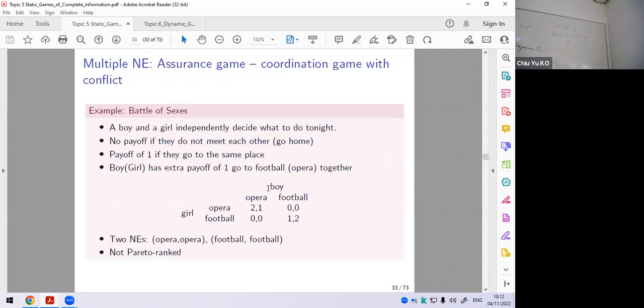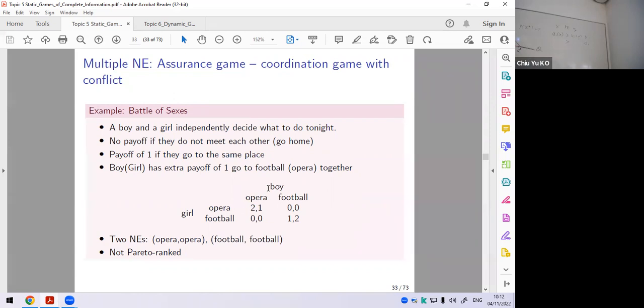Okay, and remember this game, we have two Nash equilibria, both go to opera or both go to football, and in this case, it's not clear there's a Pareto dominance, meaning that there's no outcome that's better for one over the other.